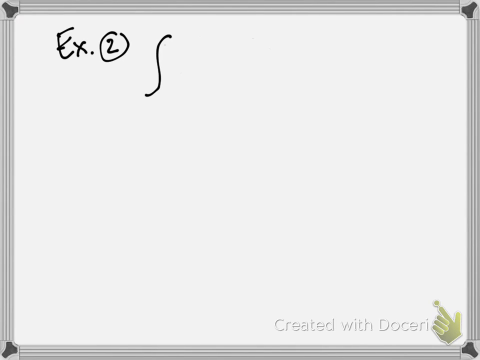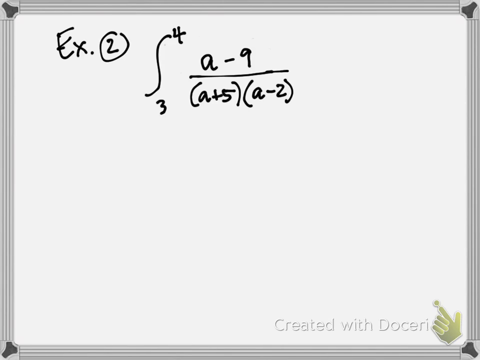Okay, so this was the integral of a minus 9 over a plus 5 times a minus 2. Okay, we're going to be using partial fractions in this, because you cannot use any other. If you try to use substitution here, you can't.